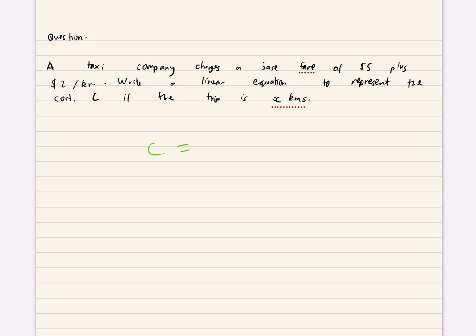So if we get on any taxi ride, we're going to have to pay a base fare of 5, plus for the amount of kilometers we travel, we're going to have to pay $2 for every one of those kilometers. So for every kilometer we travel, we times by 2. That's how many dollars we're paying, in addition to the base fare of 5. Okay, so that there is our equation of our line.